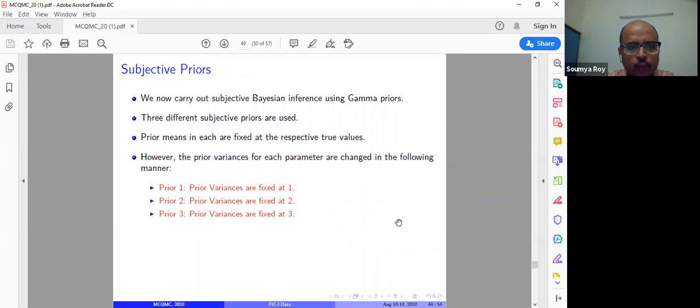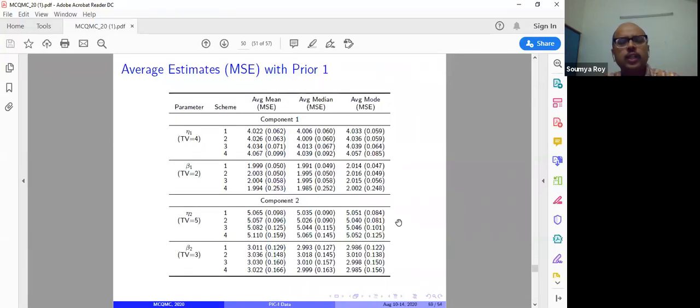Now, if you just quickly move to the case of subjective priors, we have considered three different subjective priors. In each case, we have actually fixed the prior mean at the respective true values, and the prior variances are fixed at values 1, 2, and 3. So let me just quickly show you the average estimates for prior one. Here also what we have observed is that with respect to MAC, possibly the mode performs slightly better as compared to the posterior mean and posterior median, which is very interesting.